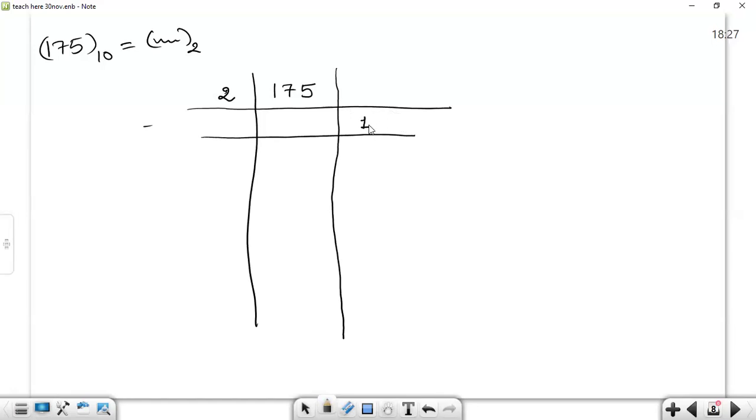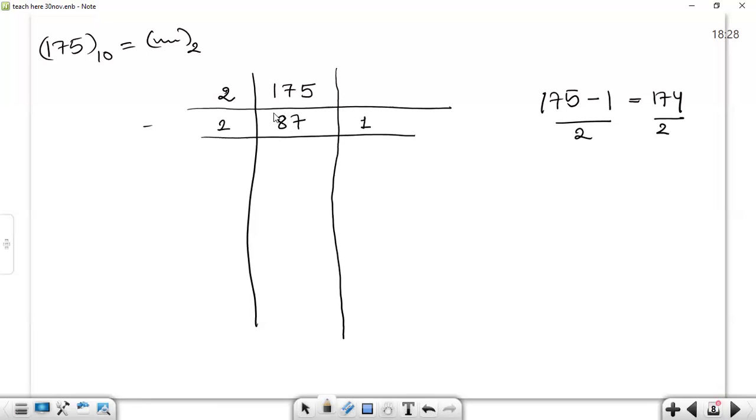Why 1 here? This 1 represents that we have subtracted 1 from 175, and whatever is remaining, 174, we are dividing. So 174 divided by 2, it becomes 87. Okay, 87 it becomes. So now further, whatever the quotient is, we have to keep on dividing it by 2 only.